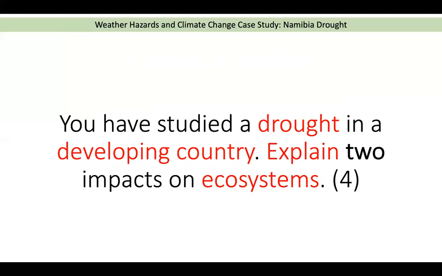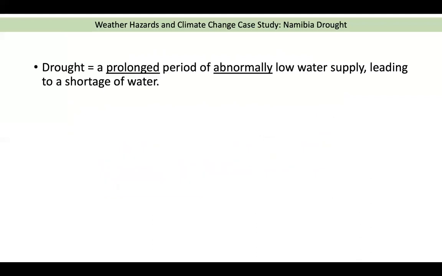Okay, so the words I've highlighted in this question: drought, developing country, explain, and ecosystem. So let's just define those keywords quickly. Drought, remember, is a prolonged period of abnormally low water supply leading to a shortage of water. We went through that at the start of this lesson, and also in the California drought case study.